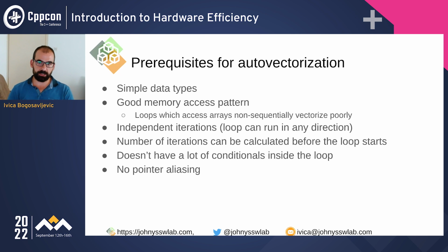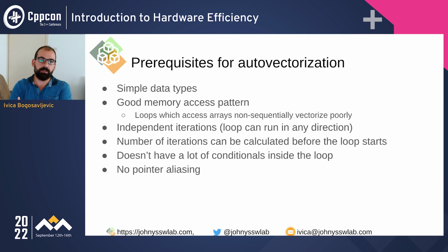The second thing, which is a prerequisite for auto-vectorization, is good memory access pattern. So the memory access pattern of the loop needs to be sequential, so going from 0 to n or from n to 0. If the loop does not access data sequentially, those loops actually are memory bound and vectorization does not pay off, so the compilers do not do it.